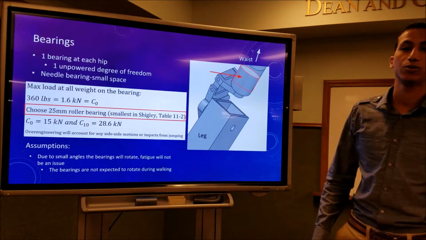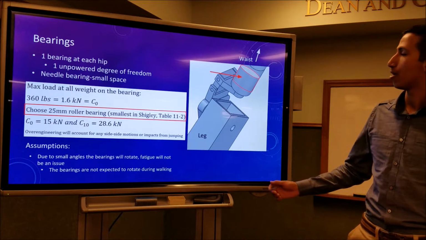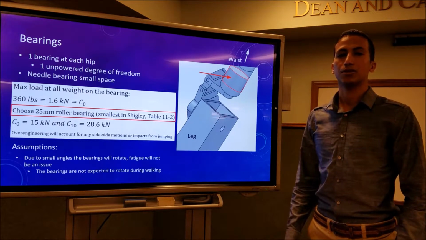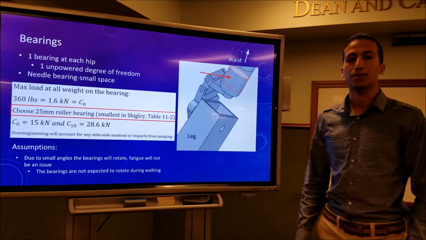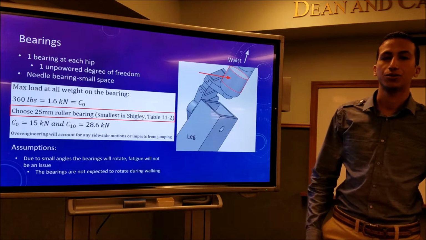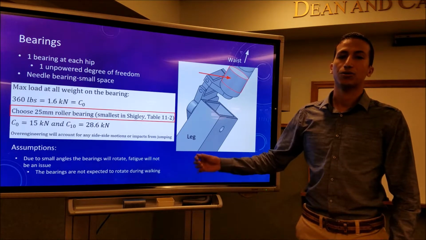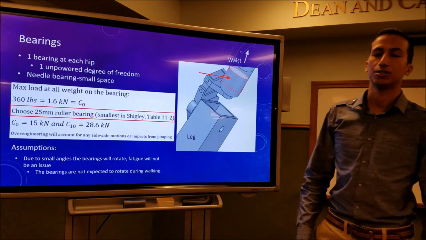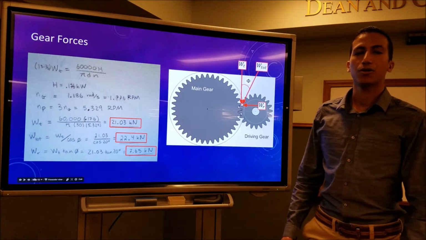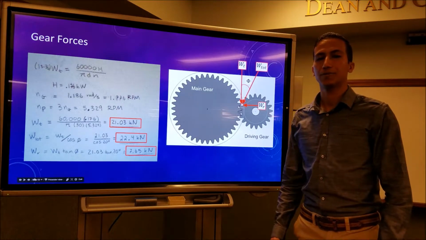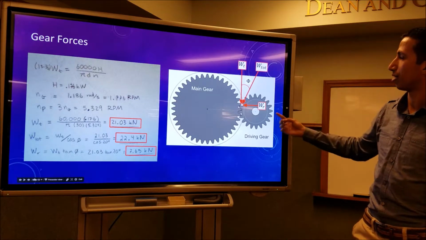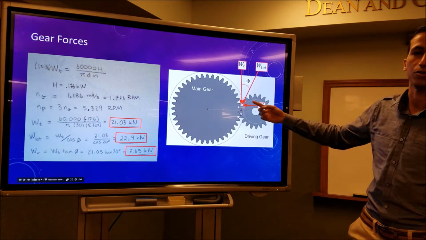For the bearings, we're going to use 1 bearing at each hip. And the kind of bearings we use are narrow bearings that give us the advantage of small space. To calculate the max load, we assume the user will lean on one side, which gives us the static load, and from there we get the C0, that is the smallest bearing. To calculate the gear forces, we use the motor features, the horsepower, and the rotational speed. From there, we were able to calculate the tangential force and the radial force acting on the main gear.